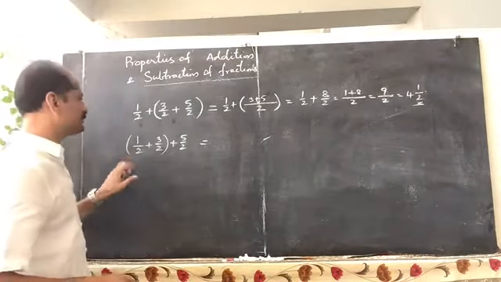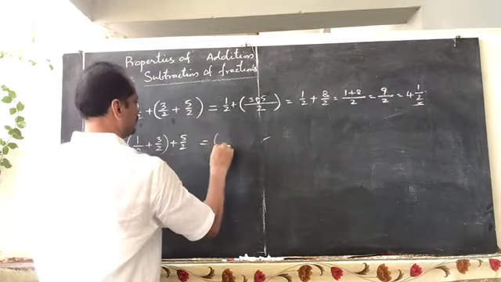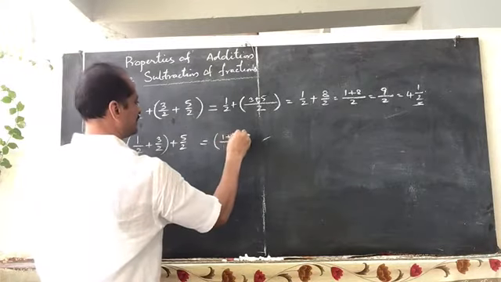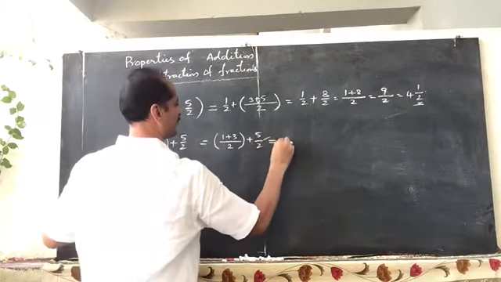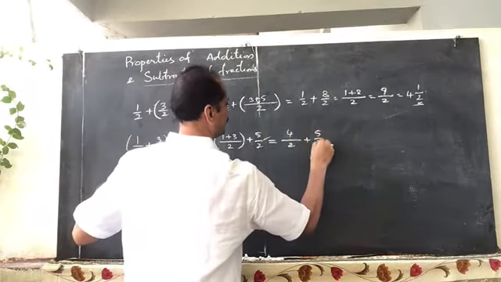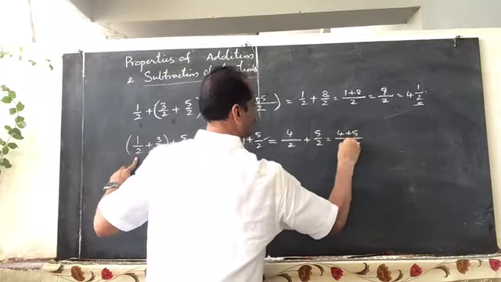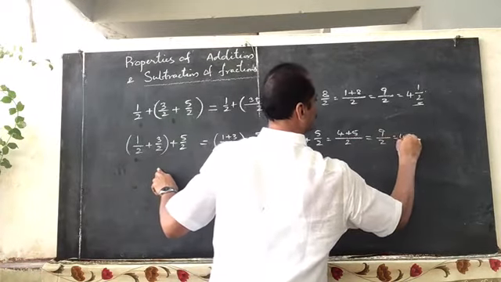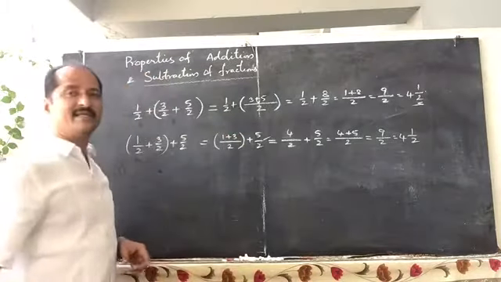And here also 1 by 2 plus 3 by 2 plus 5 by 2. So here how can you do? First this one, add 1 plus 3 plus 5 by 2. 1 plus 3 is equal to how much? 4 by 2 plus 5 by 2. So here also 4 plus 5 by 2, common denominator, and then the sum is 9 by 2. 9 by 2 is also equal to 4 and a half, and in both cases the sum will be the same.